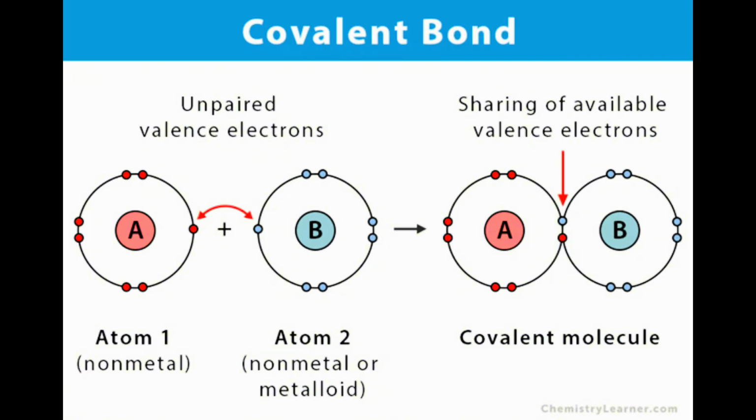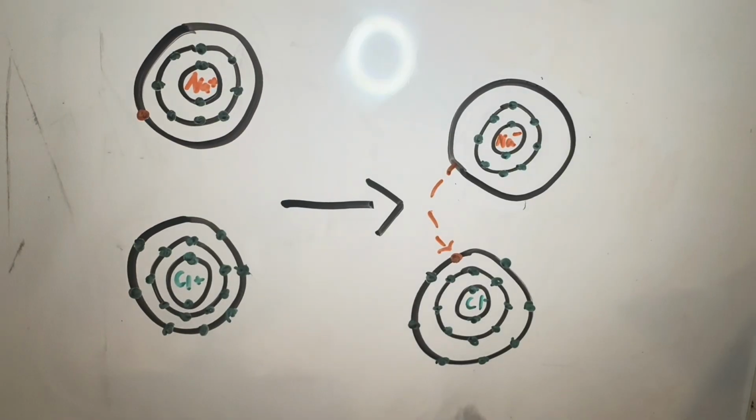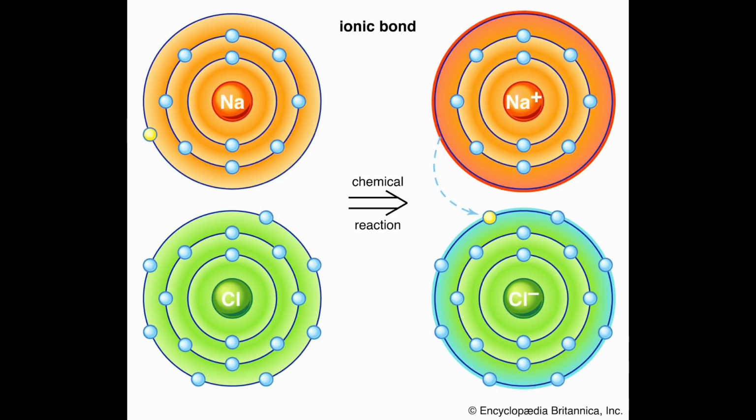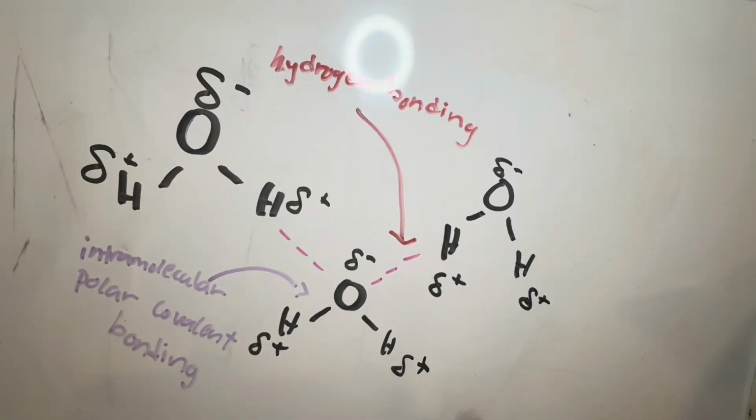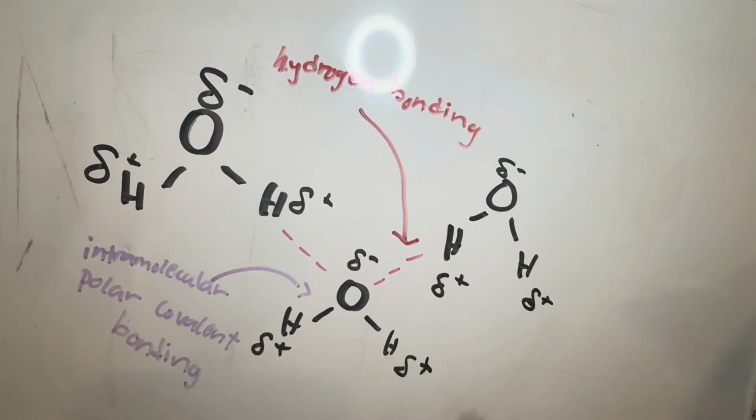In a covalent bond, atoms share electrons to form a stable molecule. For example, in water, aka H2O, hydrogen and oxygen share electrons. In an ionic bond, one atom transfers electrons to another, creating oppositely charged ions that attract. For example, sodium gives an electron to chlorine in salt, NaCl. A hydrogen bond is a weak attraction between molecules, often involving hydrogen. For example, water molecules stick together through hydrogen bonds.